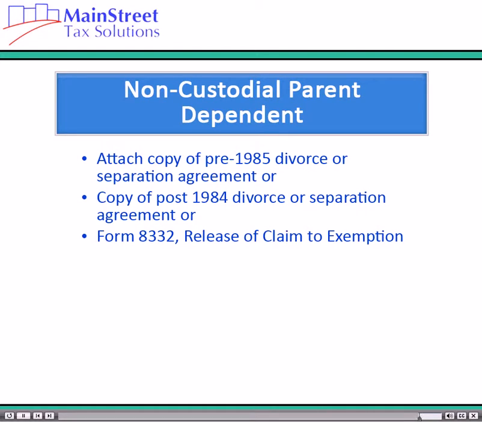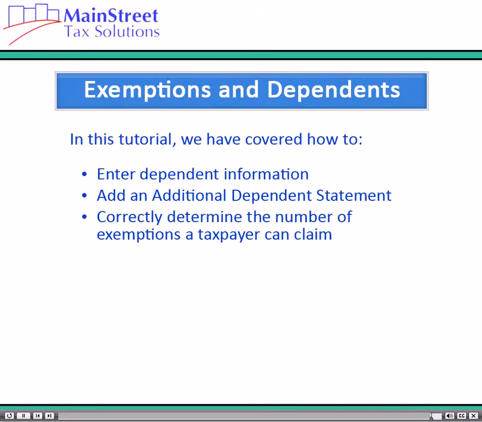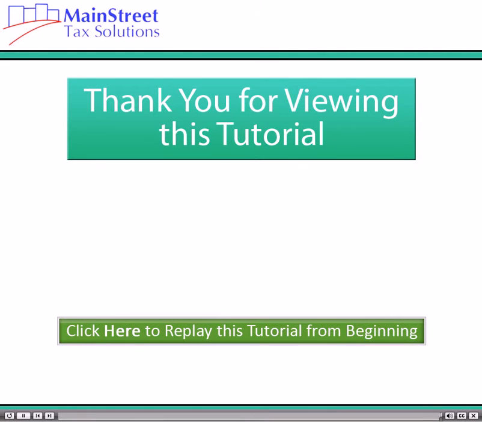Possible items include a copy of a pre-1985 divorce or separation agreement, a copy of a post-1984 divorce or separation agreement without conditions, or Form 8332 release of claim of exemption. You should now be able to enter dependent information on the main information sheet, add an additional dependent statement to a return, and correctly determine the number of exemptions a taxpayer can claim. Thank you for viewing this tutorial.